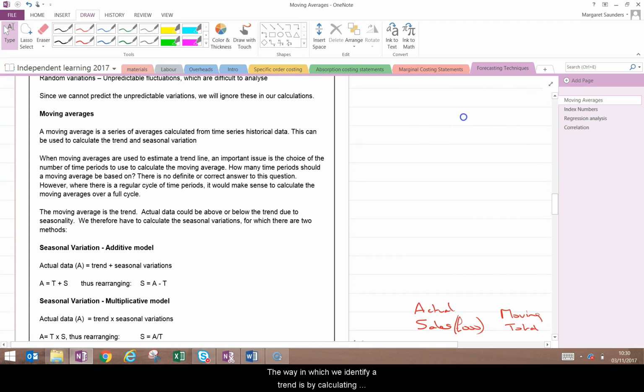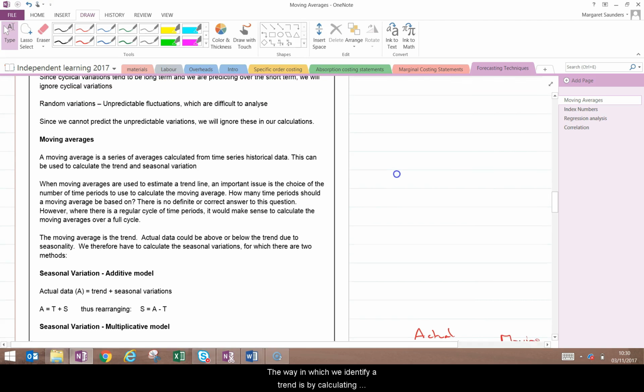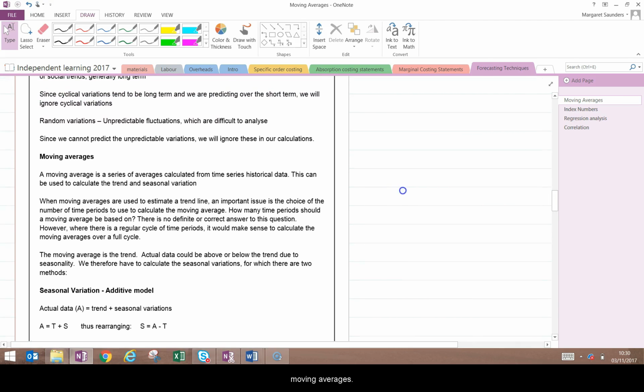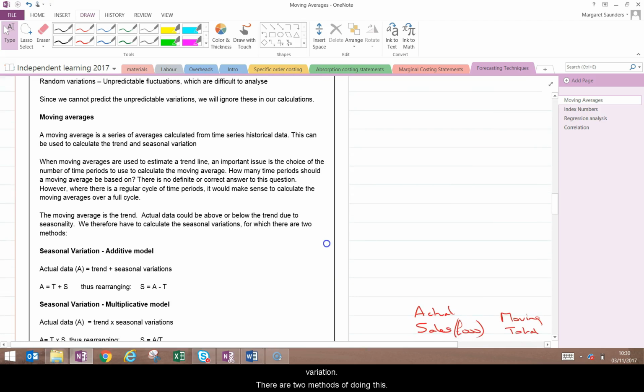The way in which we identify a trend is by calculating moving averages. And we'll look at how that is done in just a minute. We will also then look at calculating the seasonal variation. There are two methods of doing this.